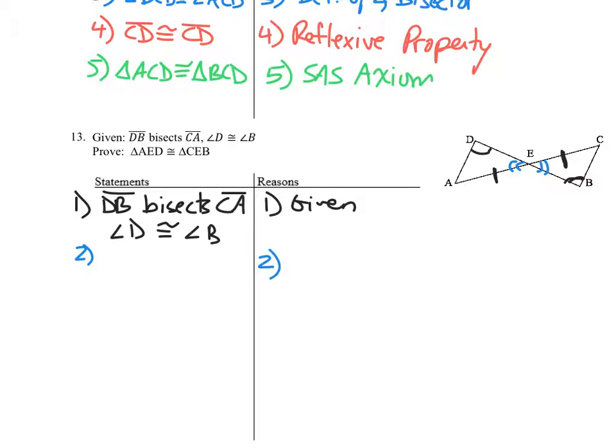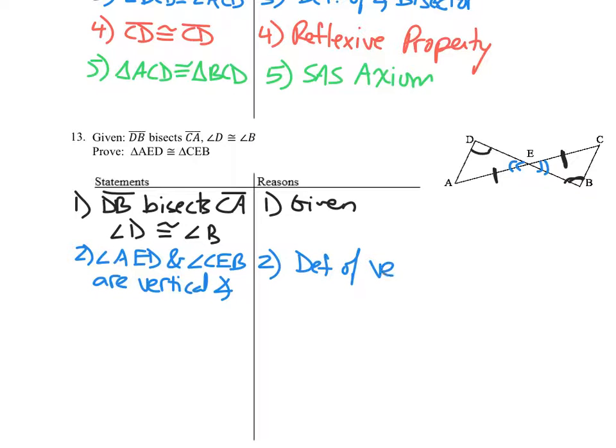So first thing I would state is that angle AED and angle CEB are vertical angles. And that's definition of vertical angles. Then as a separate step, I would say that they're congruent to one another.